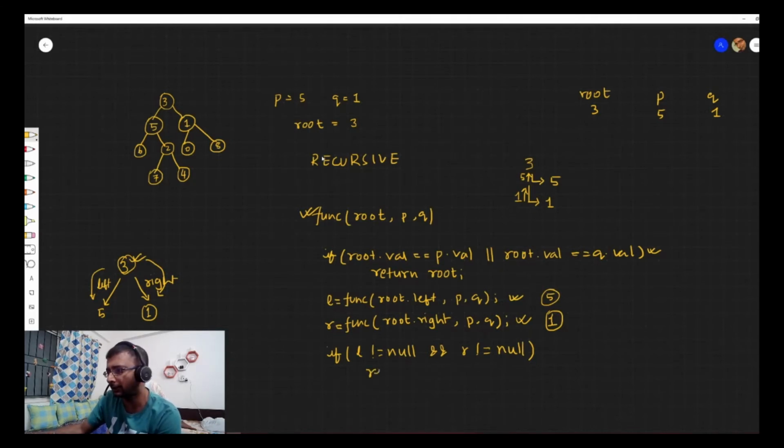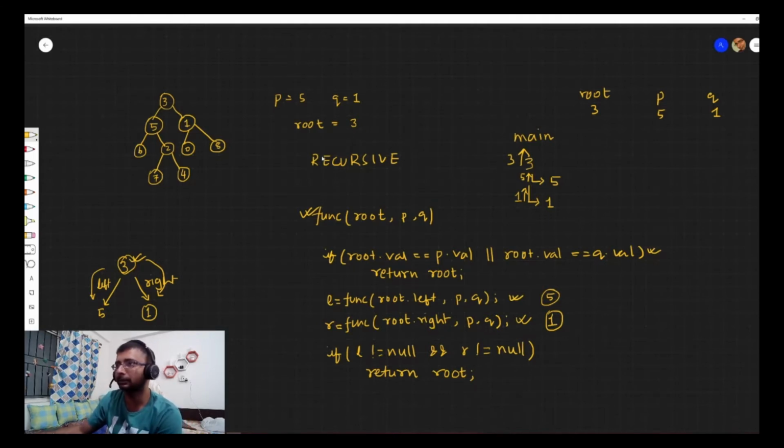So I'll be returning the root from here. So what does 3 return? 3 returns itself to the main function, and that is our answer. Okay, so this is how it goes.